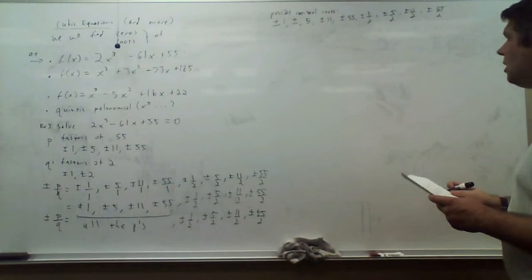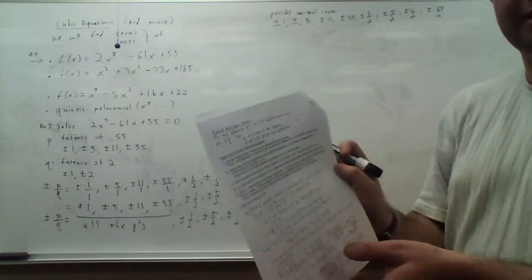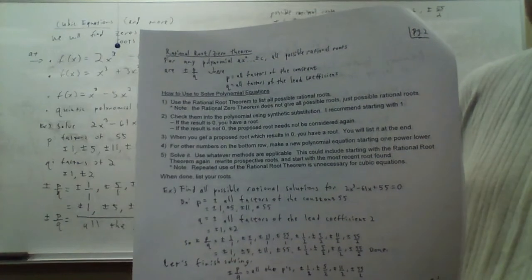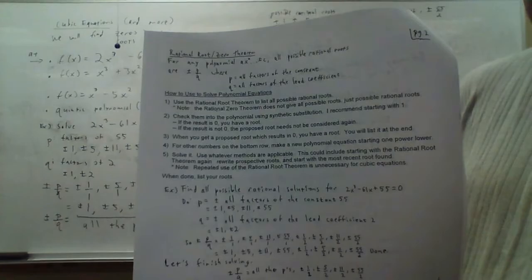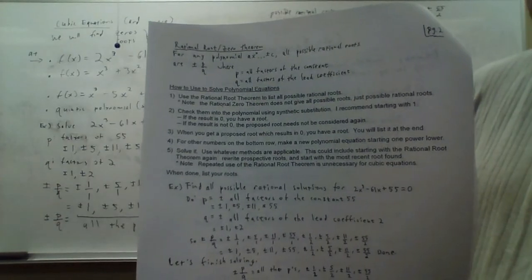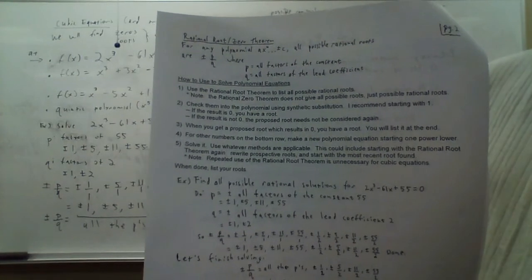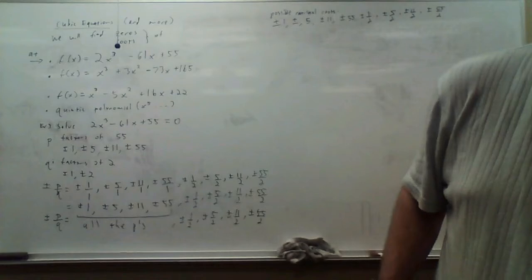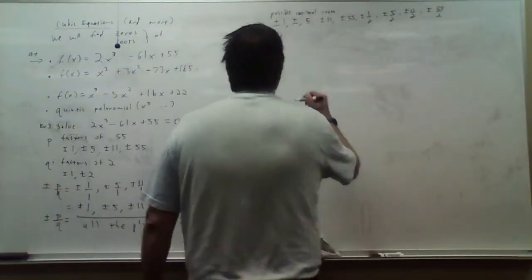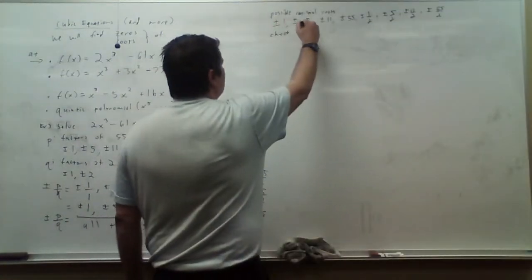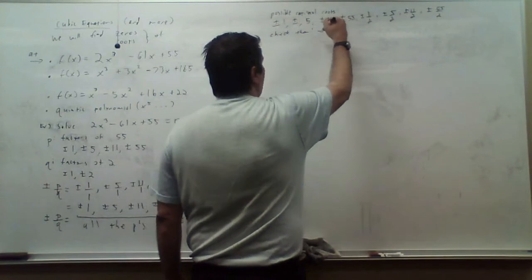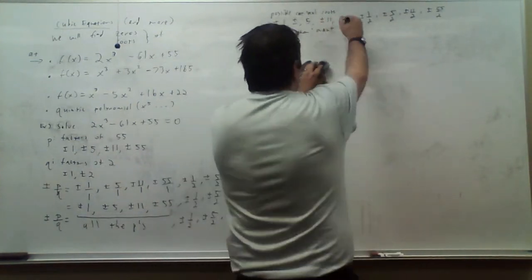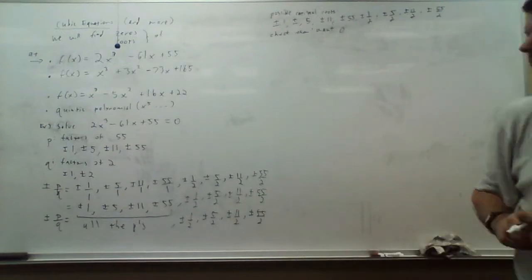Okay, now, so step 1 has been done. List the potential rational roots. Step 2, check them into the polynomial using synthetic substitution. I recommend starting with 1. If the result is 0, you have a root. If the result is not 0, you never need to consider that potential root again. So, check them. We want 0.